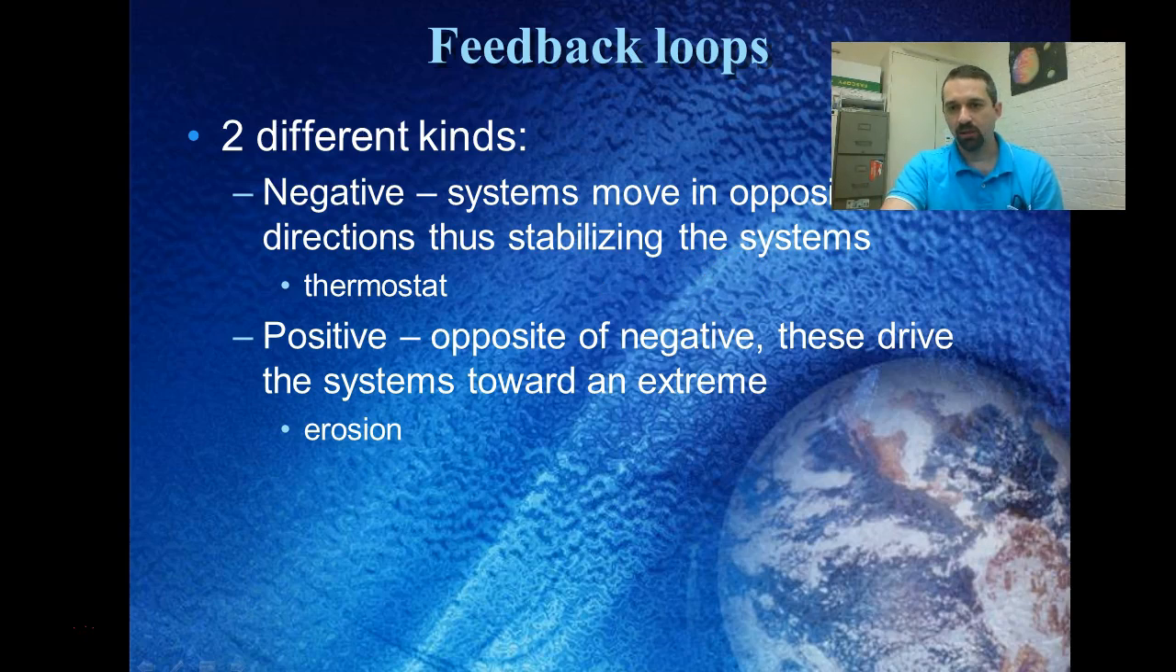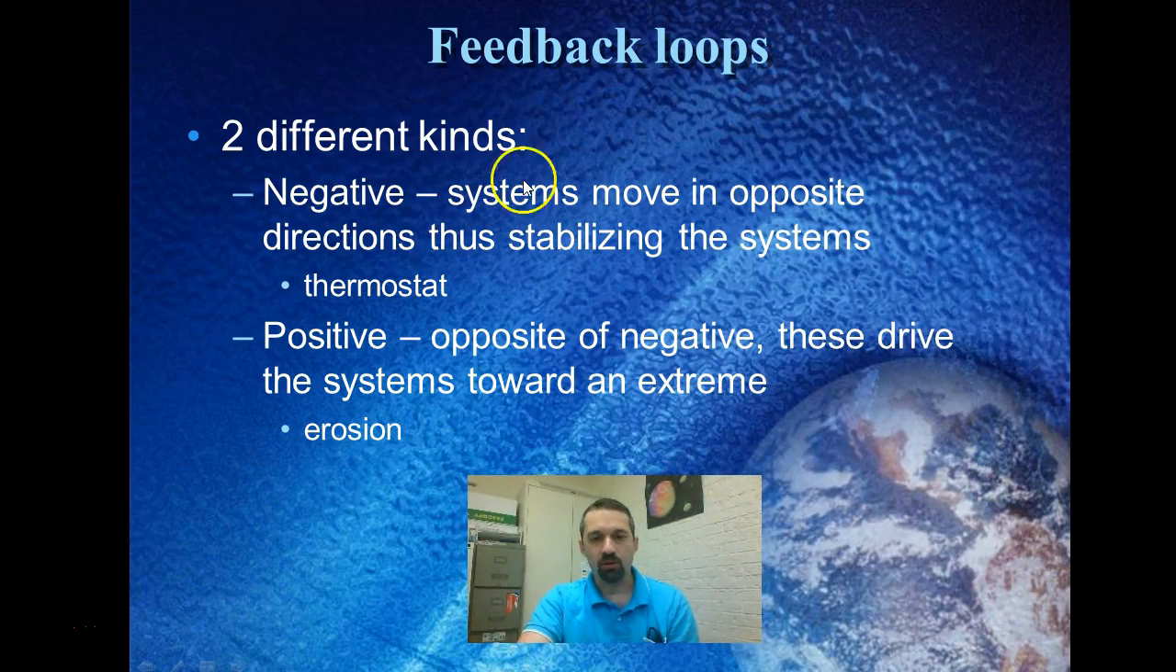So, feedback loops. That's where we're going to start, with feedback loops. There are two different kinds of feedback loops, negative and positive. First off, a feedback loop is where you put something into it and then something comes out. That's basically the way it works. And there's two types, like I said, negative and positive.